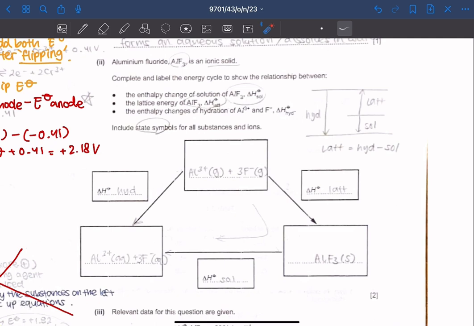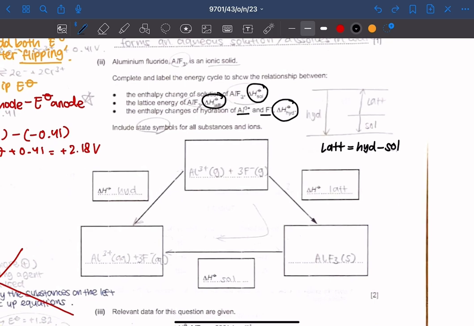So GII, aluminum fluoride AlF3 is an ionic solid. Complete and label the energy cycle to show the relationship between the enthalpy change of solution of AlF3, the lattice energy of AlF3, and the enthalpy changes of hydration of Al3+ and F-. Include state symbols for all substances and ions. So the first thing we know is that lattice energy is equal to enthalpy change of hydration minus enthalpy change of solution. We know that, and from there it can be used to draw the arrowheads for the next question.